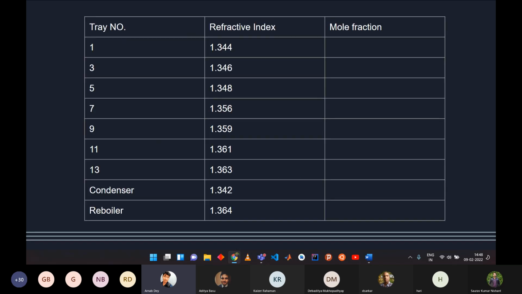So like the graph we obtained previously, using the previous data, the calibration curve, we will obtain the mole fractions. We will first take out the volume ratios, and then we will find the mole fractions using the densities. Okay. Now moving to the next.